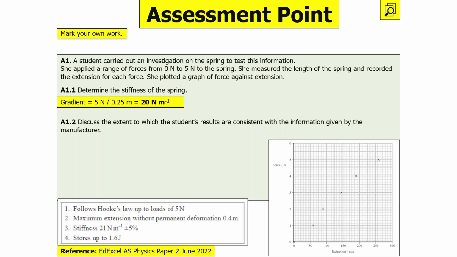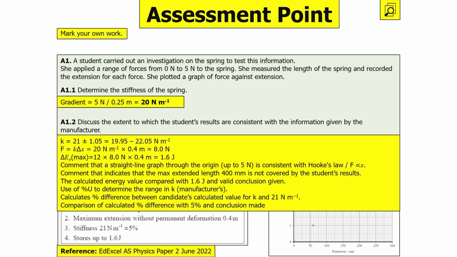Right, the stiffness of the spring is the gradient of the graph. So you draw a straight line through the data. We can then work out the gradient by doing 5 over 0.25, and it's 20 newtons per meter. So we know that the spring constant is roughly going to be 21 plus or minus 5%, so it's between 19.95 and 22.05. We know that the force is going to therefore be 8 newtons applied to it, and our elastic potential energy is going to be 1/2 times the force times the extension. So it's 1/2 times 8 times 0.4, 1.6 joules.